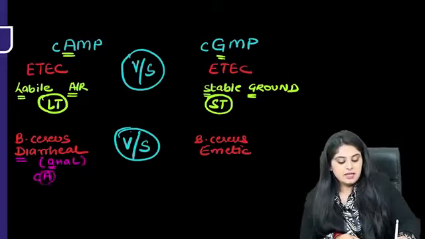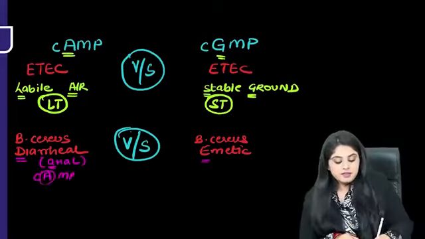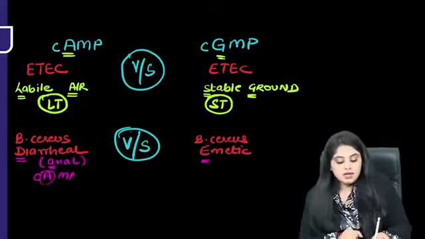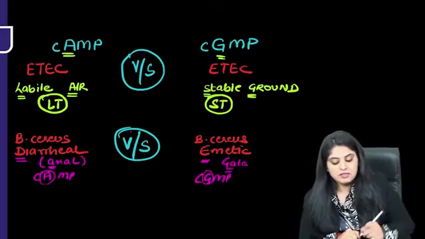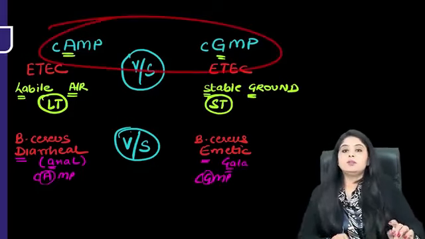This means cyclic AMP is elevated in it. Whereas emesis, vomiting, is going to happen from the GMP. GMP basically means that cyclic GMP is going to be mediated in it. These are the two differences between AMP and GMP you have to know.